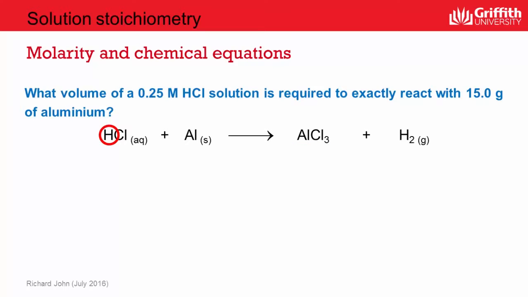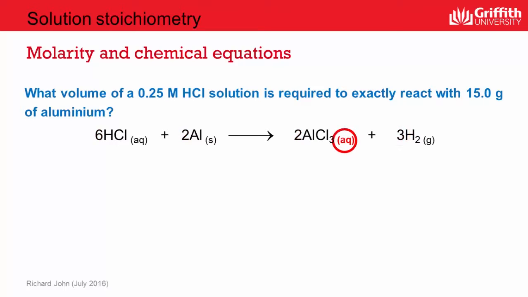Next thing we have to appreciate is that this equation is unbalanced. We've got one hydrogen on the left-hand side, we've got two hydrogens on the right-hand side. We've got one chloride on the left-hand side, and we've got 3 chlorides on the right-hand side. So we can go through and balance this equation, and when we do, we find that 6 HCl plus 2 Al gives 2 AlCl3 plus 3 H2 gas, which is a balanced chemical equation.